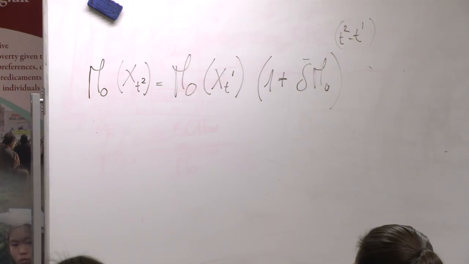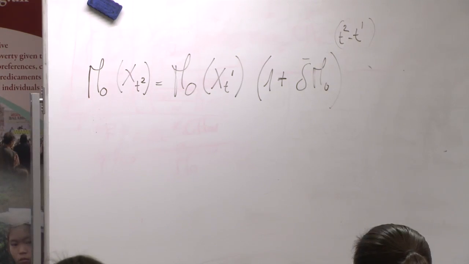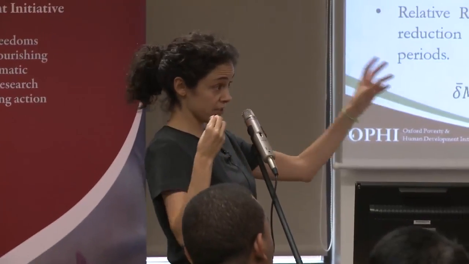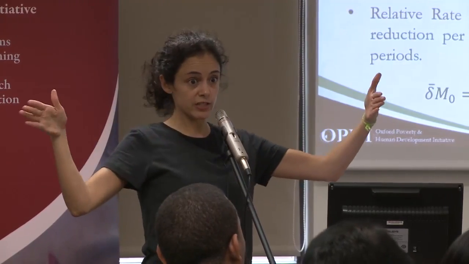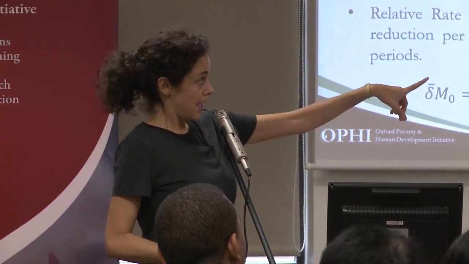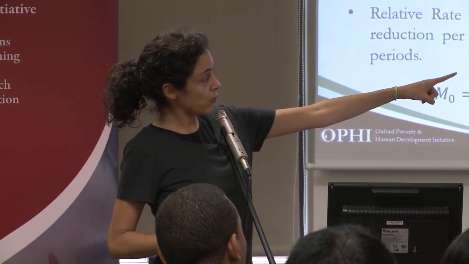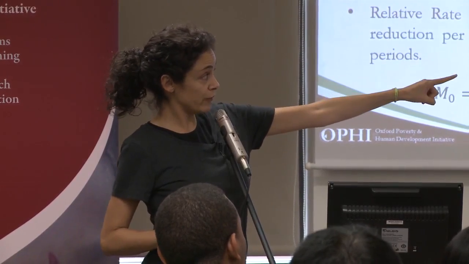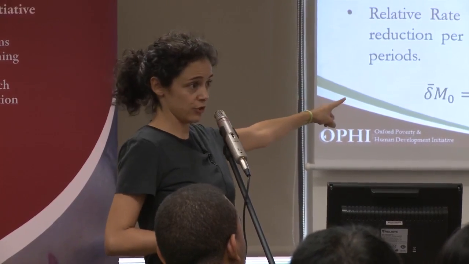So what I want is to know at what rate per year, in relative terms, M0 has reduced. So it's like the interest rate, and that is the formula. What I want to know is the rate, and solving for the rate, this is the expression that you get.